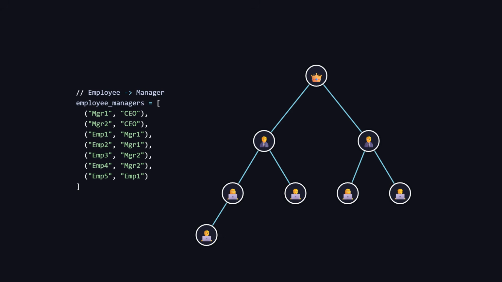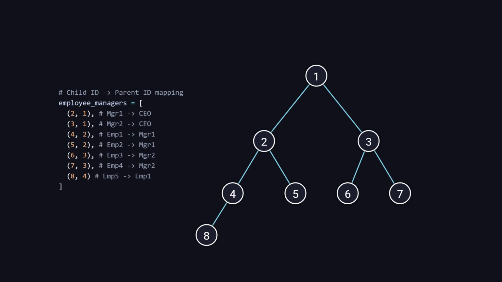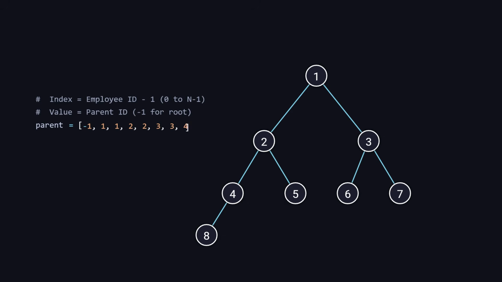For simplicity, let's assign an employee ID to each person, and we'll show that in our tree. In code, we can represent the tree using a parent array, where each index in the array stores the immediate parent of that node.